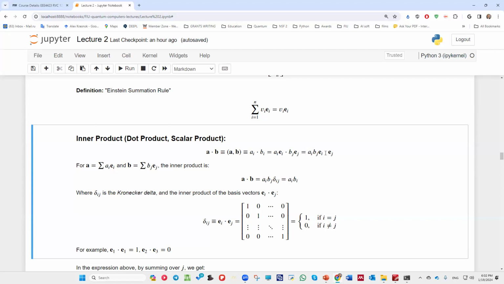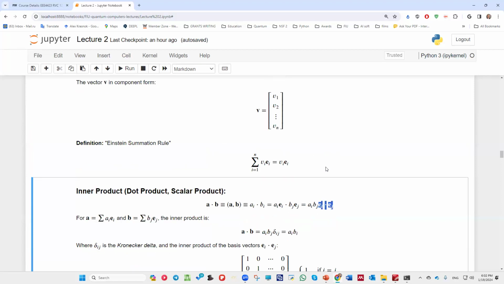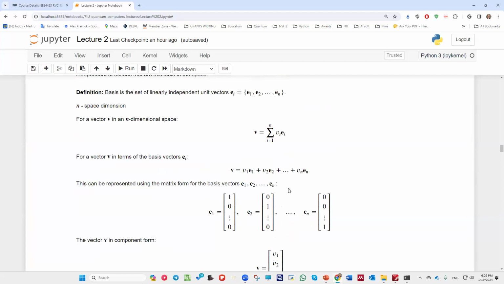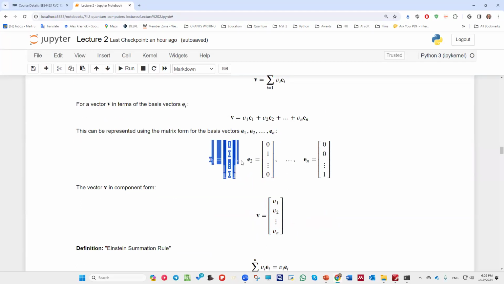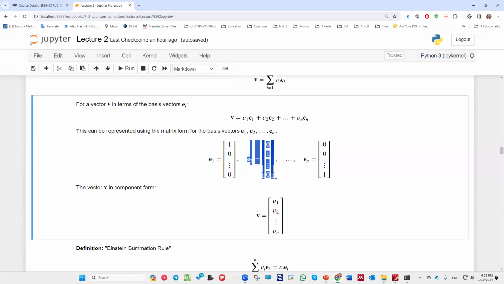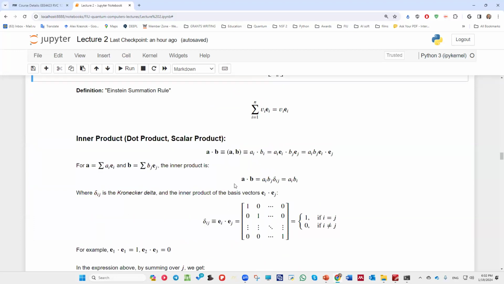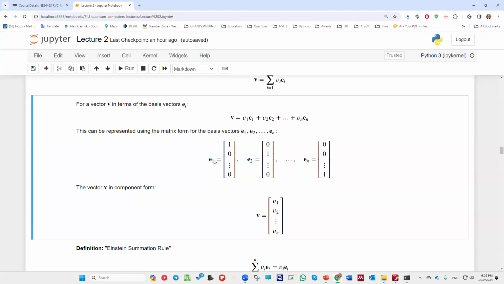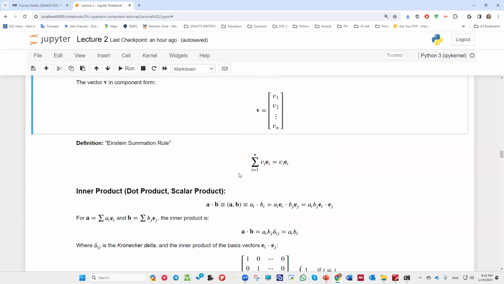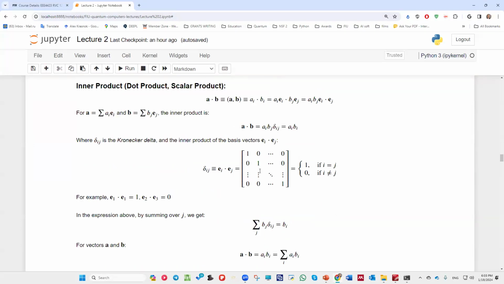If I consider the product of this EI and EJ, I can actually write them over here. For example, if I take the product of E1 and E2, it will give me 0 because the multiplication by components gives me all zeros. So the answer will be 0. However, if I take vector E1 and multiply by itself, I will get 1 in this first position. So it will be 1.